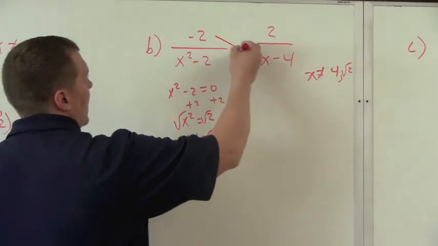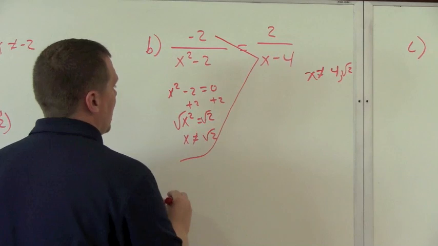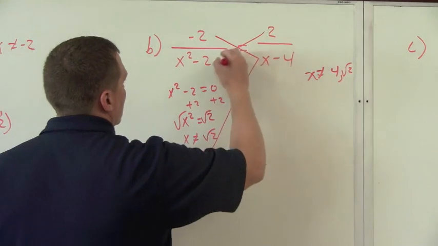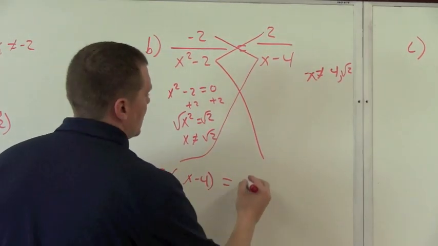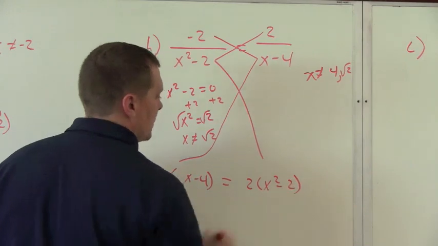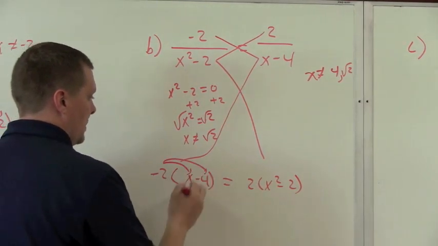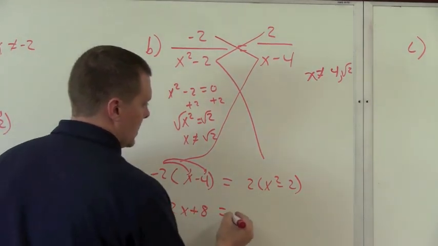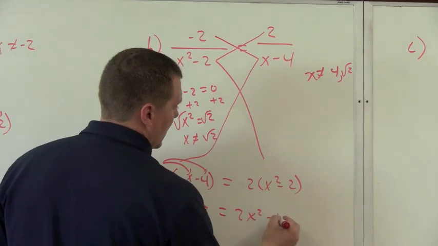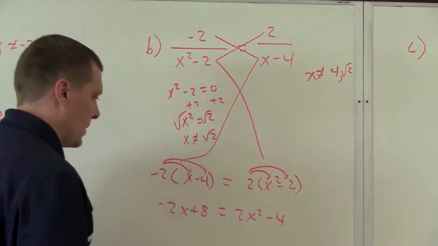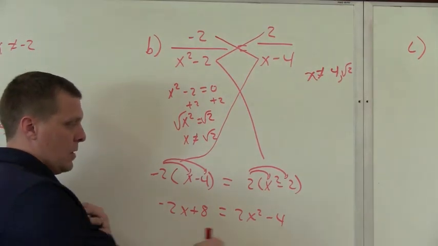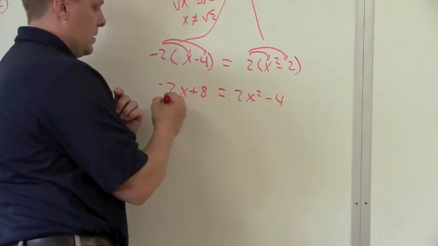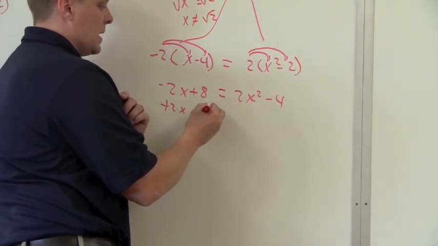So again, I cross multiply, and that gives me -2 times x minus 4 equals 2 times the quantity x squared minus 2. Distribute. -2x plus 8 is equal to 2x squared minus 4. We always want the a to be positive, so it's already positive. I want to move everything over here, so add the 2x, subtract the 8.